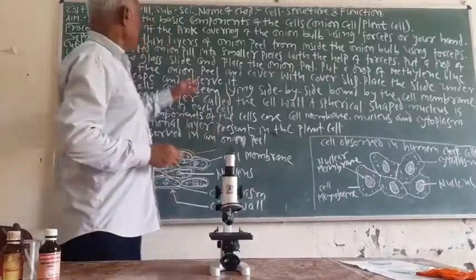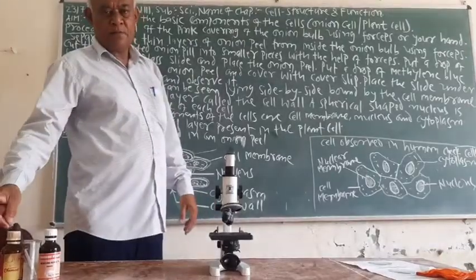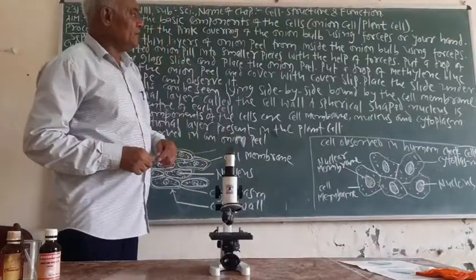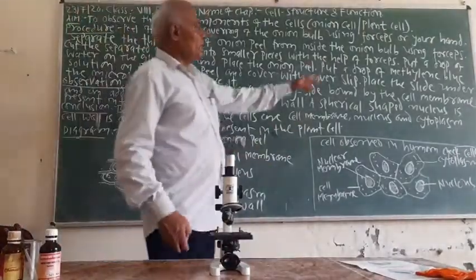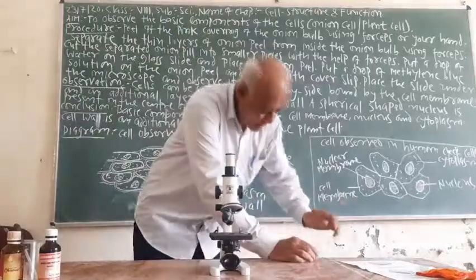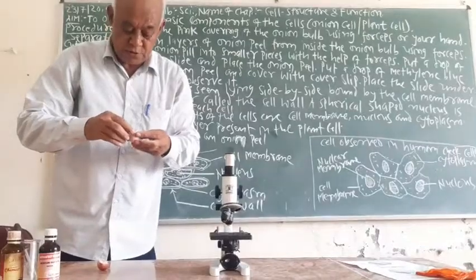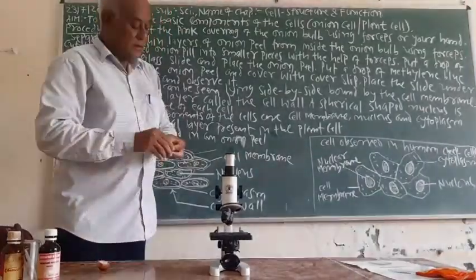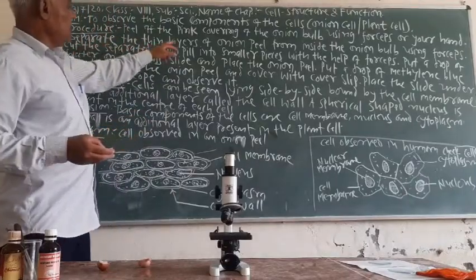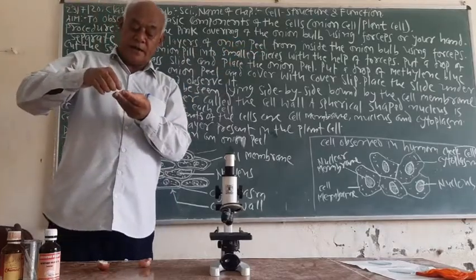We remove the pink covering of the onion bulb by using forceps. Forceps is a type of chimta. Using forceps or with the help of your hand, I remove the peel by hand. Separate the thin layer of the onion peel from inside the onion bulb. I separate a thin layer.